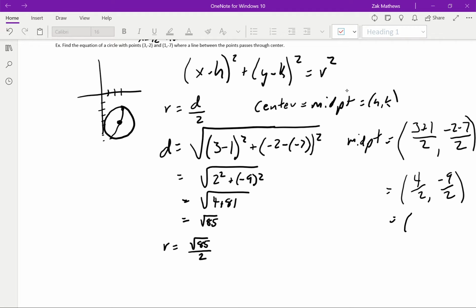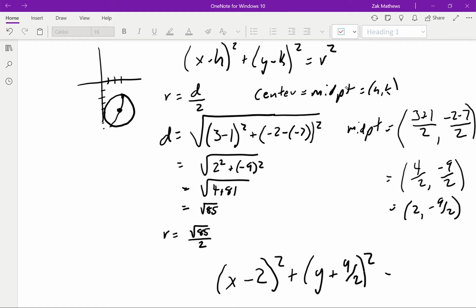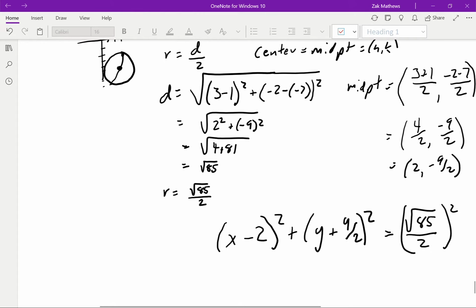We can simplify this one to -9 halves. So now to put this all into our equation, we have x minus 2 squared plus y minus the negative turns into a plus 9 halves squared is equal to the square root of 85 over 2, that whole thing squared. So what I was just saying a second ago, the left-hand side, we're going to leave as is, so x minus 2 squared plus y plus 9 halves squared.